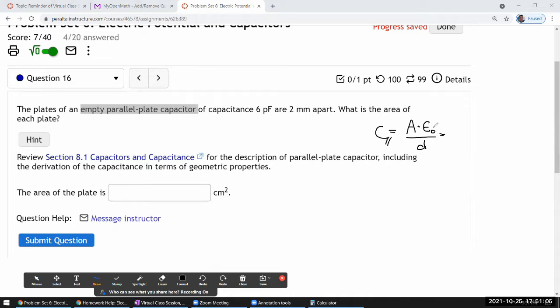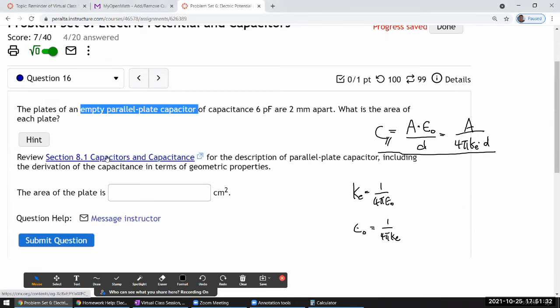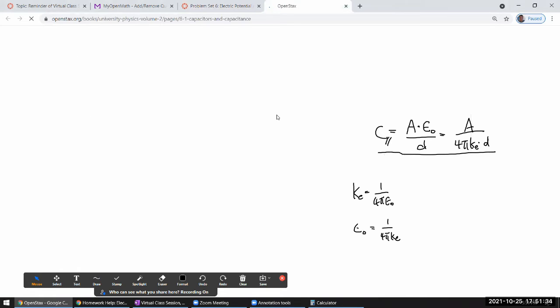over 4 pi, or more precisely, Coulomb constant is 1 over 4 pi epsilon naught. So the epsilon naught is 1 over 4 pi times Coulomb constant. So this should be A divided by 4 pi Coulomb constant times D. So I think that's the formula. Let me look it up just to be sure that I didn't forget it or something.